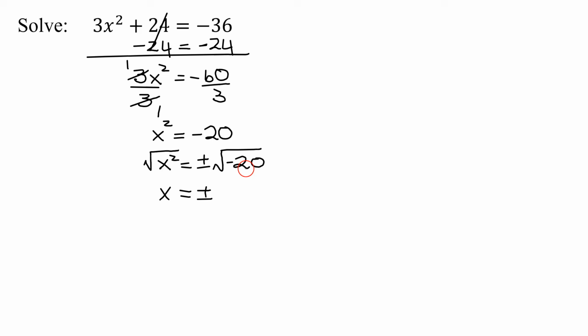Whenever you have the square root of a negative number, the first thing you do in simplifying is pull out the square root of negative 1, which is i. So I get plus or minus i, the square root of positive 20. Now all we have to do is simplify the square root of 20. 20 is not a perfect square, but can I factor it into two factors, one of which is a perfect square? Well, yes, 4 times 5 is 20. 4 is a perfect square, 5 is prime.